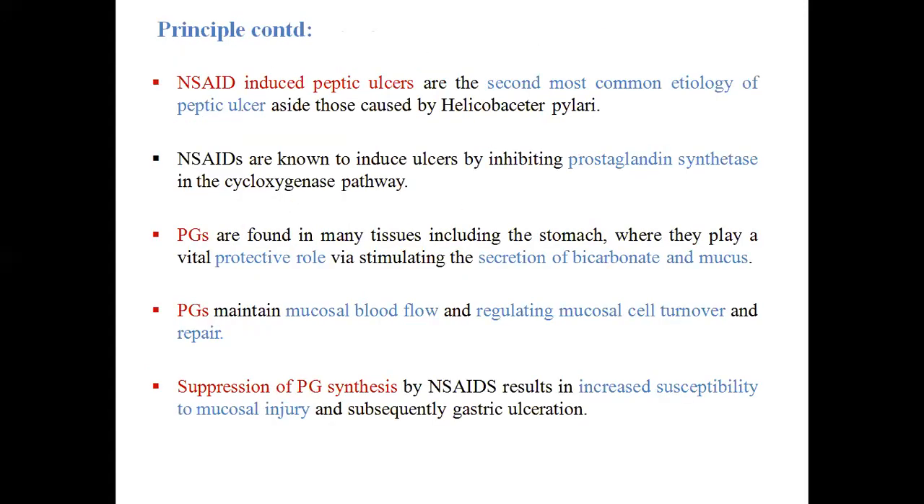Now the second part of the principle is that NSAIDs induce ulcer. As I told you, this is one of the side effects, one of the undesirable effects of NSAIDs. If we are studying the causes of peptic ulcer, one cause is NSAIDs, and another cause is H. pylori bacteria. So these are the two major causes of peptic ulcer.